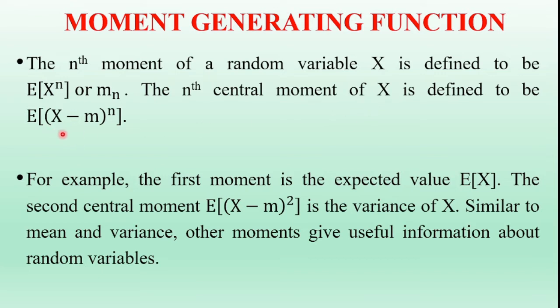Similarly, in the nth central moment of a random variable X, also substitute different values of n, that is n equal to 1, n equal to 2, like that. Substitute n equal to 2 in the central moment of the random variable, we get expectation of (X minus m) whole square. That expectation of (X minus m) whole square is the variance of the random variable.